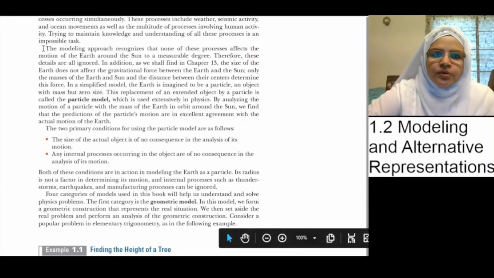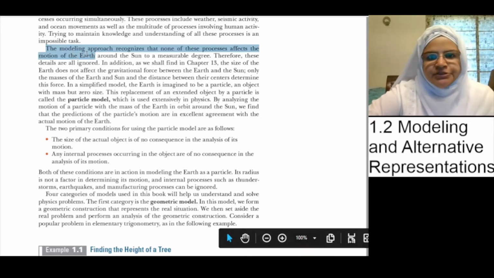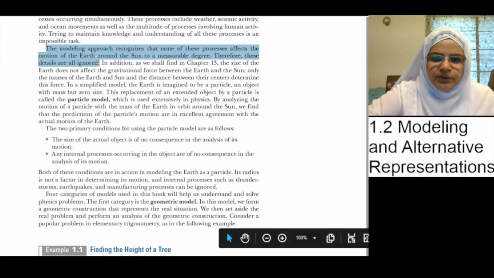The modeling approach recognizes that none of these processes affect the motion of the Earth around the Sun to a measurable degree. Therefore, these details are all ignored. In addition, as we shall find in Chapter 13, the size of the Earth does not affect the gravitational force between the Earth and the Sun. Only the masses of the Earth and the Sun and the distance between their centers determine this force.